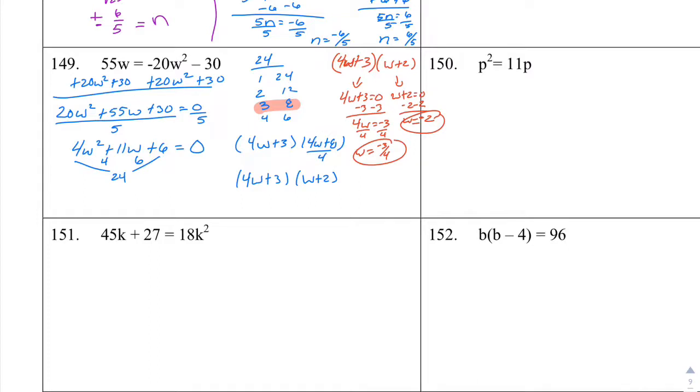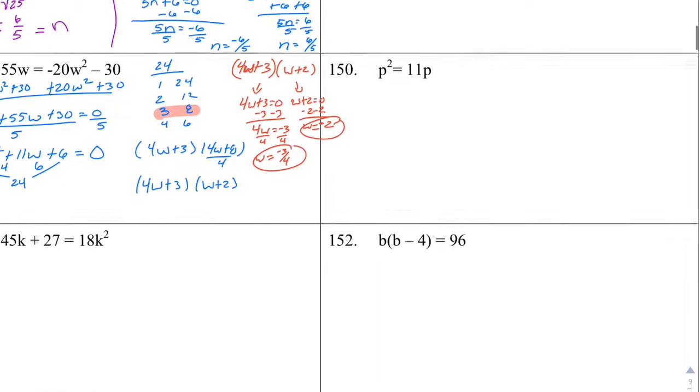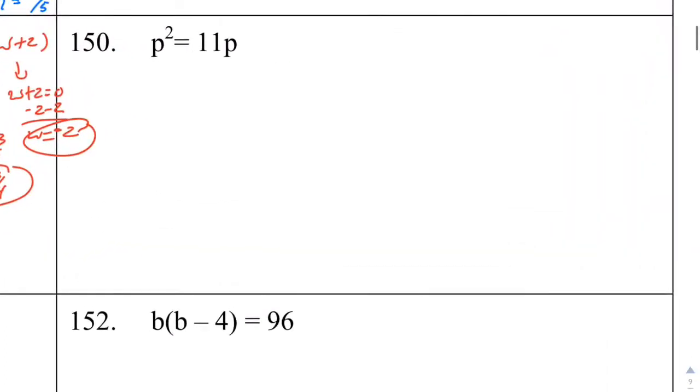Let's take a look at 150 first, right? So if you're not done working through one of the other problems, just go ahead and pause it. When you have a squared and a linear term, we should get them all together. So I'm going to subtract the 11p. Now what I have is p squared minus 11p equals 0. What's interesting about this one, there's only 2 terms, not 3.